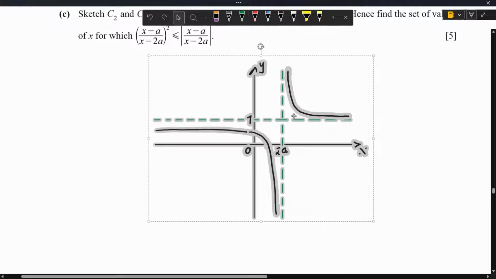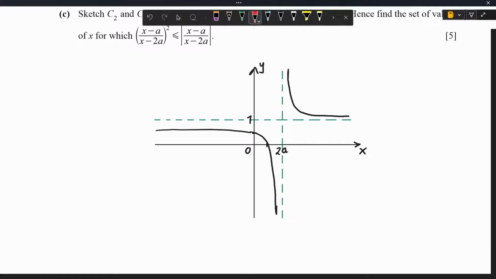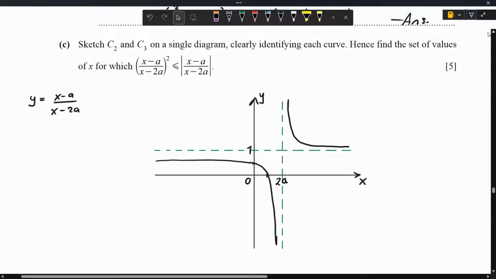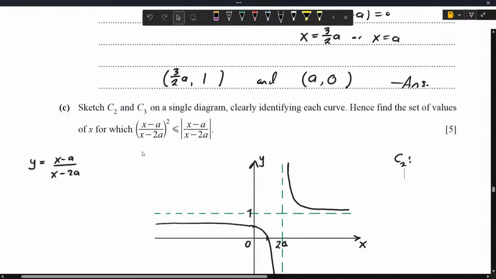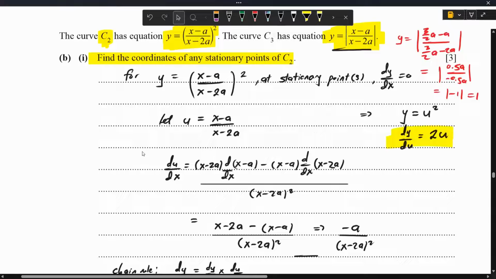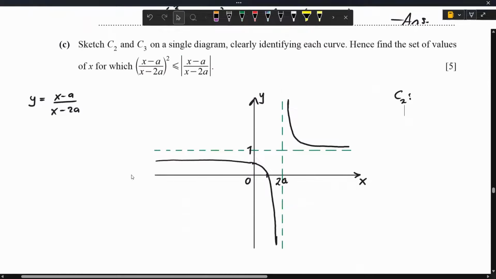All right, so the graph that I have here is the graph we drew originally, which was the graph of y is equal to (x minus a) over (x minus 2a). All right. Now, we want to sketch C2 and C3 on the same plane. So we want to start with the graph of C2. Now, C2 is the squared graph, okay? So let's start with that. So C2 is y is equal to ((x minus a) over (x minus 2a)) all squared.